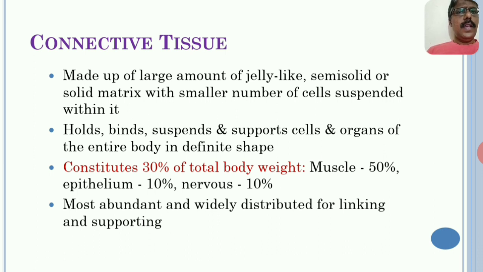Connective tissue is made up of a large amount of jelly-like, semi-solid or solid matrix with a smaller number of cells suspended within it. It holds, binds, suspends and supports cells and organs of the entire body in definite shape, and constitutes 30% of total body weight. It means muscle 50%, epithelium 10%, and nervous tissue 10%. Most abundant and widely distributed for linking and supporting.